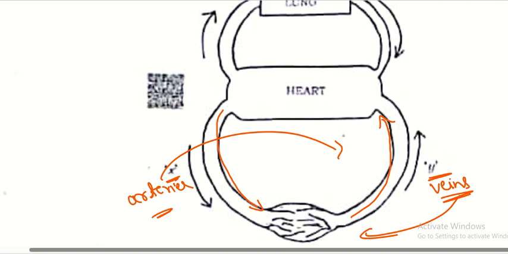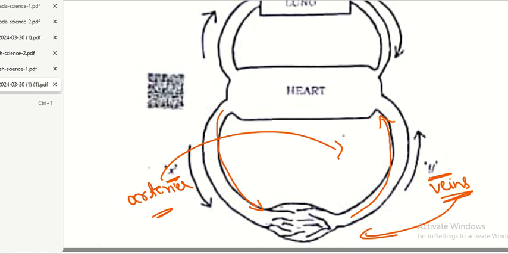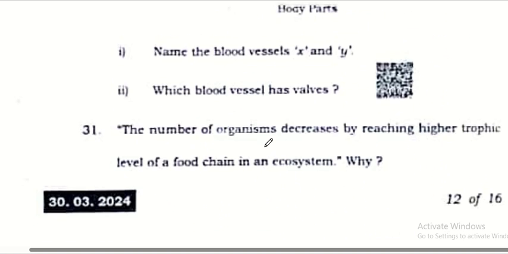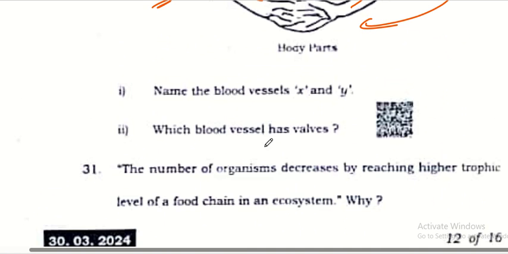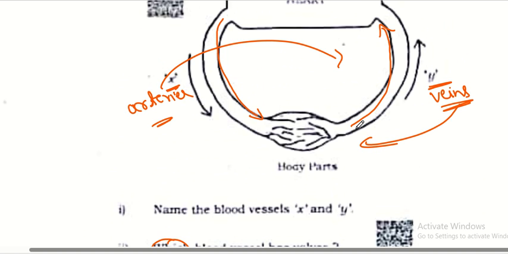Then we move on to the next question. Which blood vessels have valves? Veins have the valves. Veins are having the valves, since they carry blood from the other parts of the body to the heart.